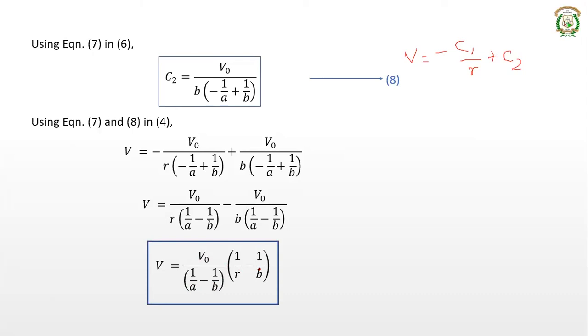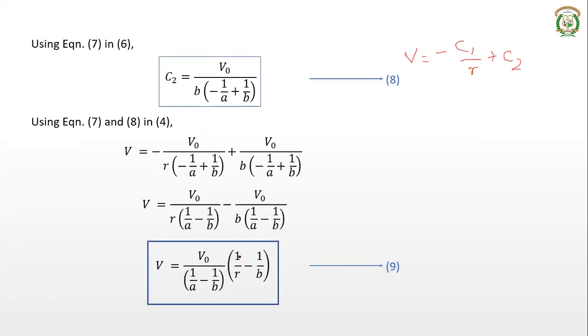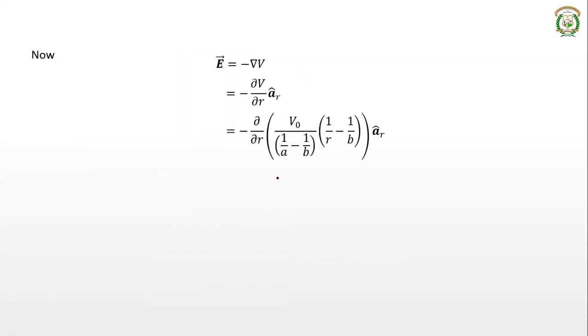Now, once you get this V, you can find E by using E is equal to minus del V, right? Since V is a function of R, we will take only the R component. The R component in del V is only dou V by dou R into AR. The theta and phi components we can eliminate because those are 0. So substitute this V in this equation, and you'll get this.